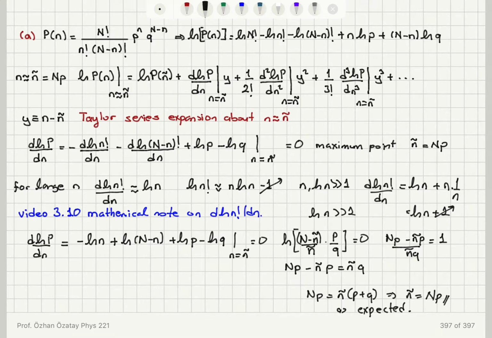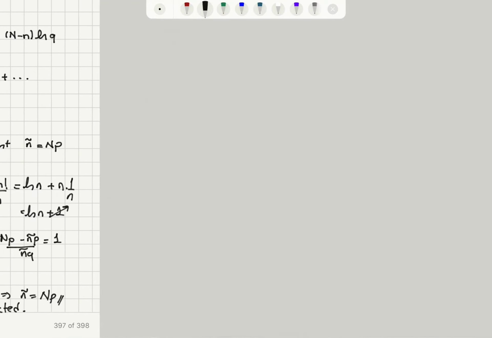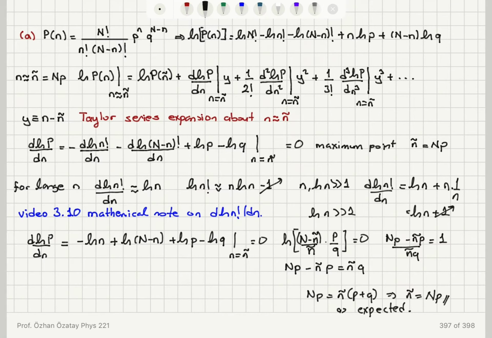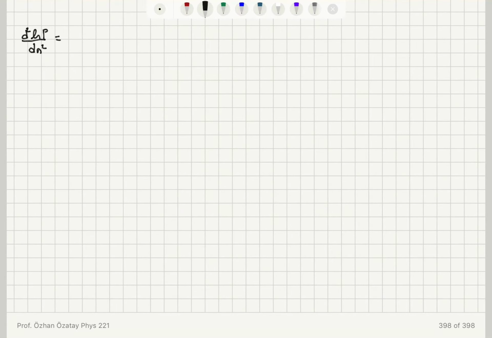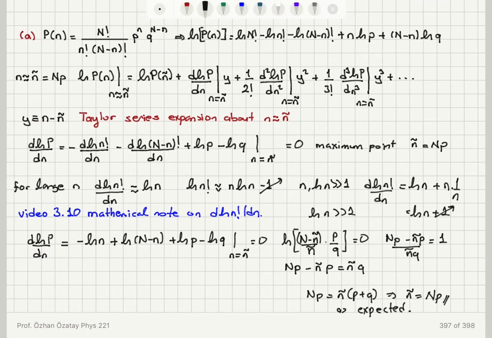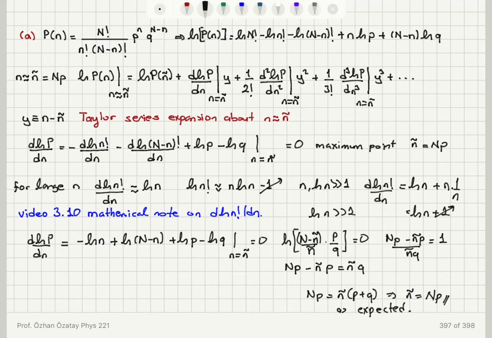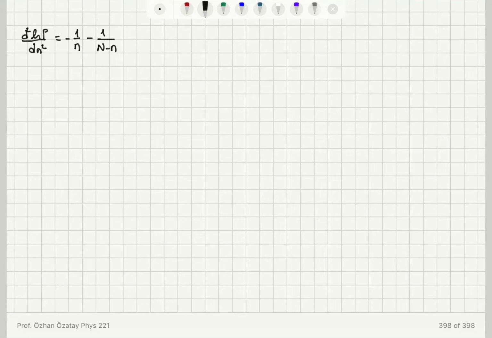So the first term is basically 0 because it's evaluated at the maximum point. Now we're going to move on to the second derivative. Second derivative of ln p with respect to n. So if I look at the first derivative result, it started with minus ln n. If I take another derivative with respect to n, I would get minus 1 over n. And then the second term was plus ln capital N minus n. A derivative with respect to n would give me minus 1 over capital N minus n. The third and the fourth terms were ln p and ln q. They would give 0 because they don't have an n in them.